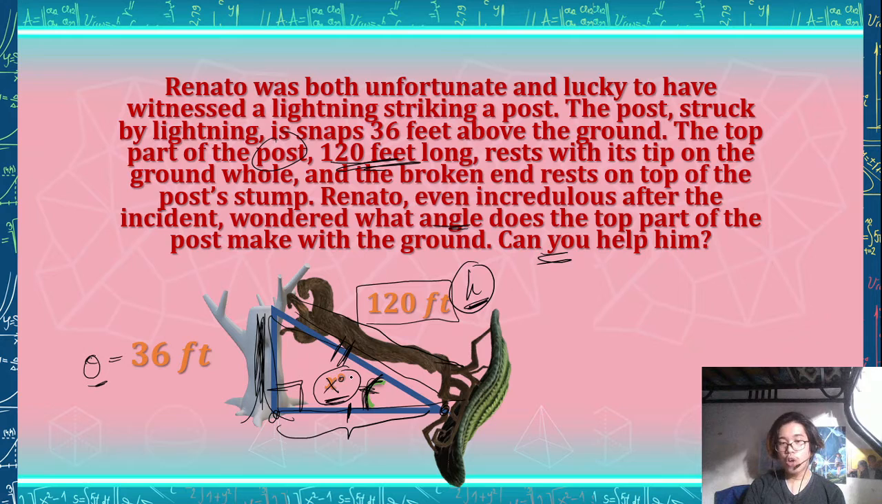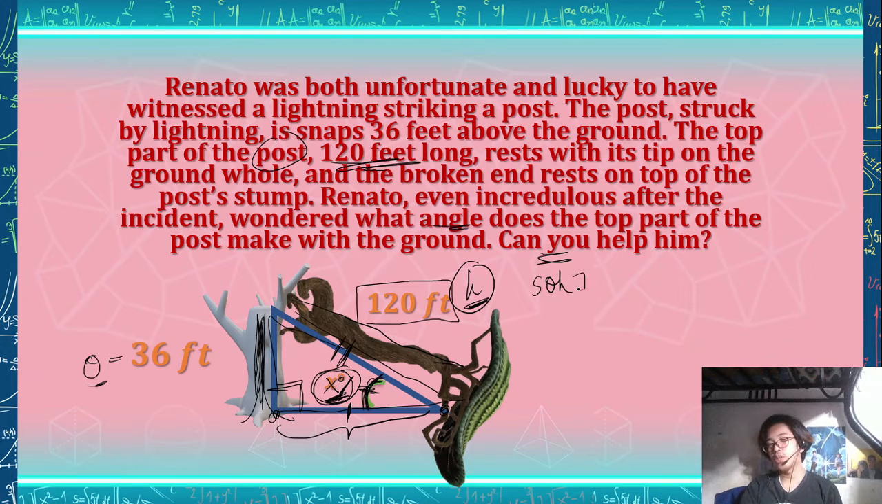So again, the basis for choosing the formula for the trigonometric ratio would be the angle given in this problem. And in this problem, the angle is the one that's missing, x degrees. And it has these two given pieces of information, the opposite side, which is 36 feet, and the hypotenuse, which is 120 feet. So out of the 6 trigonometric ratios, the best formula that we can use for this problem would be the sine formula.